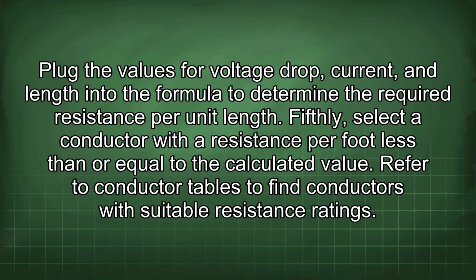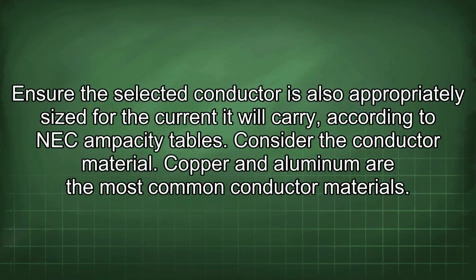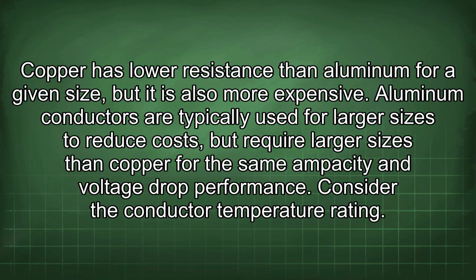Fifthly, select a conductor with a resistance per foot less than or equal to the calculated value. Refer to conductor tables to find conductors with suitable resistance ratings. Ensure the selected conductor is also appropriately sized for the current it will carry, according to NEC ampacity tables. Consider the conductor material. Copper and aluminum are the most common conductor materials. Copper has lower resistance than aluminum for a given size, but it is also more expensive. Aluminum conductors are typically used for larger sizes to reduce costs, but require larger sizes than copper for the same ampacity and voltage drop performance.